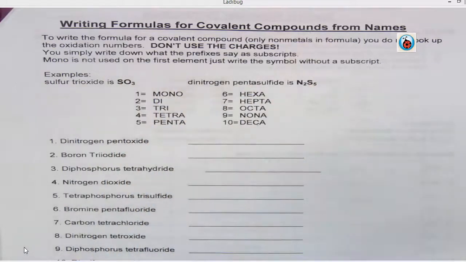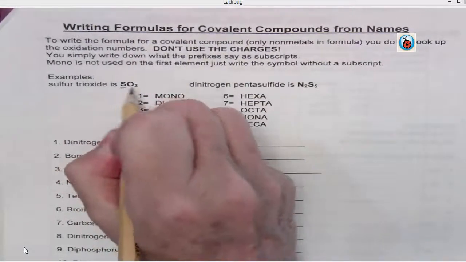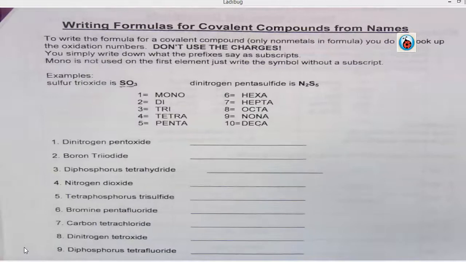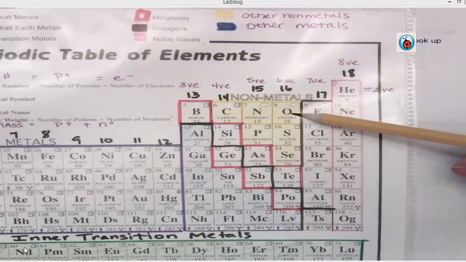Okay, so what does that mean? Right here, let's look at the example. We've got S and O, right? So we're going to look those up on our periodic table. Now let's remember, S is sulfur, O is oxygen, okay?